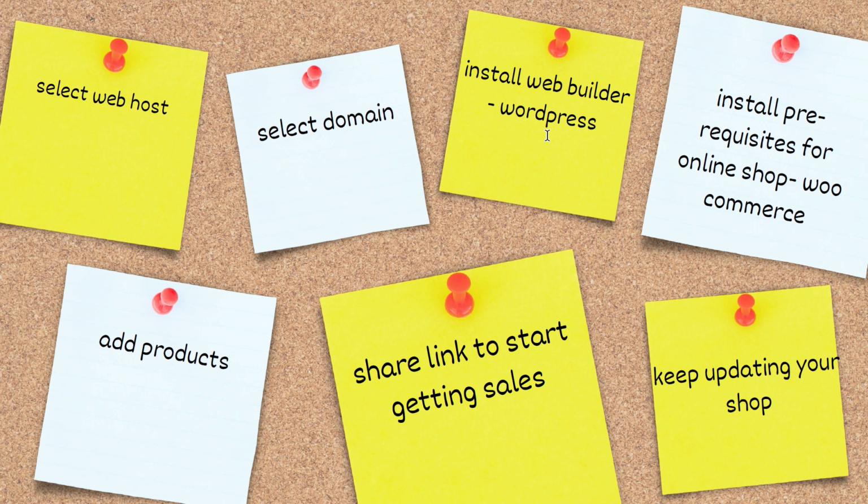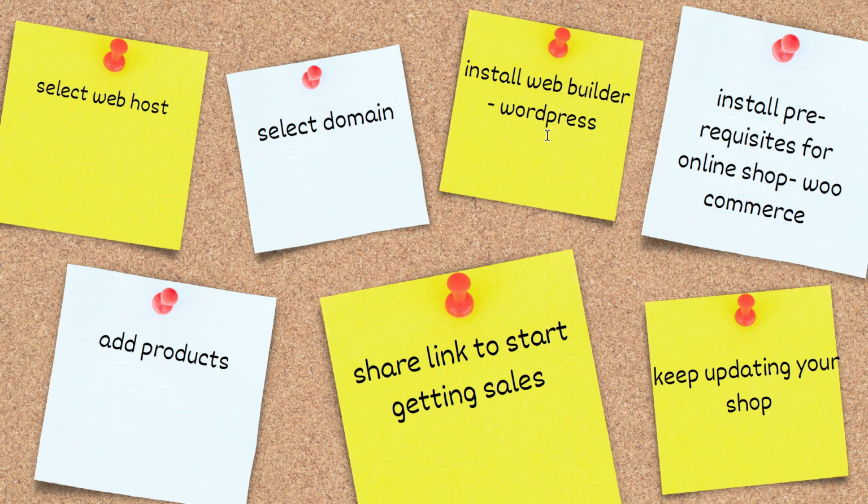So that's a domain. So you select a domain. Then inside your web host, that is the server where you have procured space to save your website, you install web builders. There are many. In our case, we start with WordPress. Then you install prerequisites for an online shop. In this case, we install WooCommerce. There could also be some plugins that we use. There are also themes and many other things that you install. They are called prerequisites for building your website, and make sure it's appealing to your visitors.